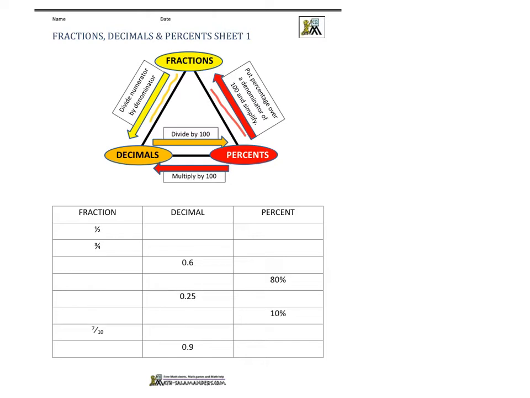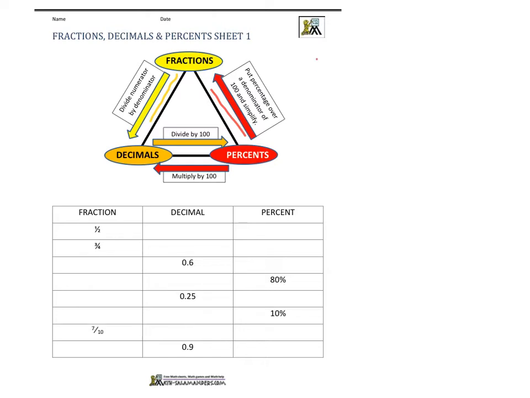So the first problem says that you have a fraction of 1/2, and we're going to convert that to a decimal and to a percent. So when we're looking at a fraction to a decimal, it says to divide the numerator by the denominator. Another way to think of it, however, since we know that our decimals are all base 10, if we can rewrite this fraction as an equivalent fraction with a denominator of 10 or 100 or 1000, we can go directly to that decimal.